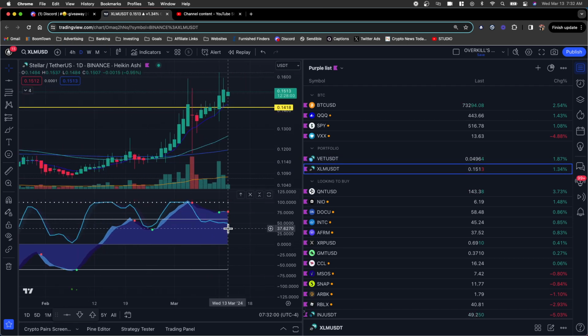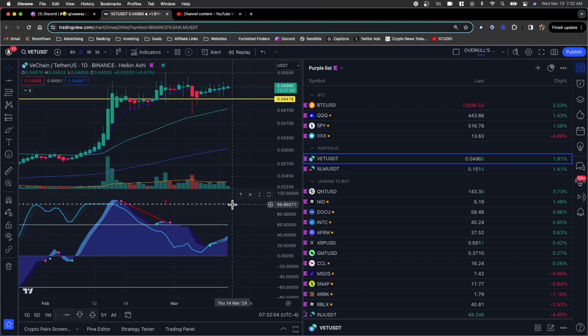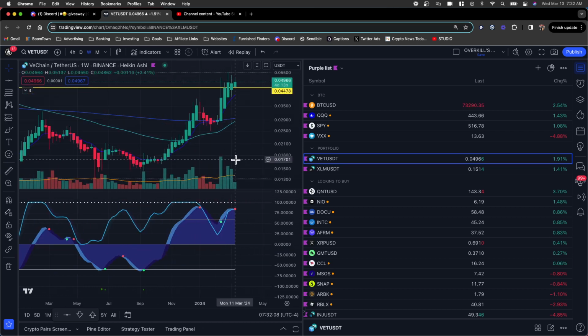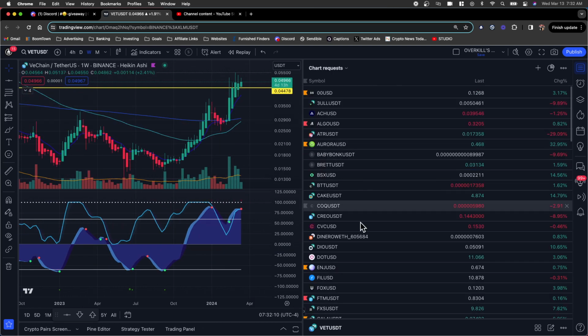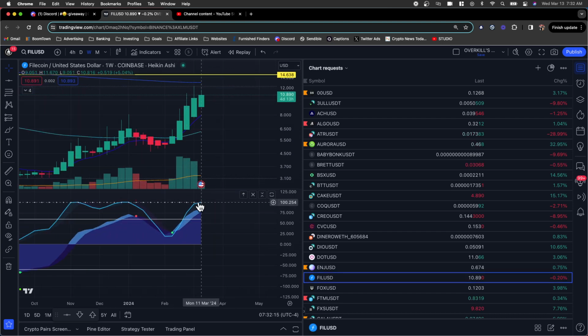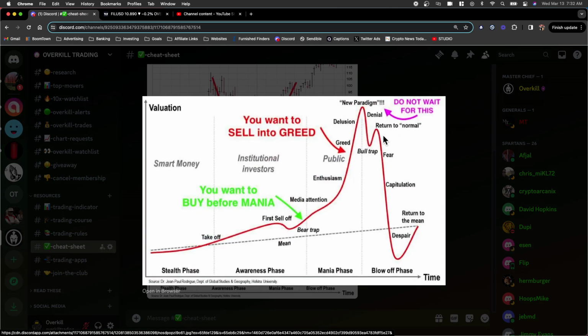XLM, I'm waiting until this stochastic gets back up here at 100. Same thing on VET. When that gets back at 100, I'm going to take profits. And I'll either be sitting in cash for a while, waiting until a lot of these names pull back, because the majority of them are very overbought. We're overbought when the stochastic is up here on the ceiling. When the stochastic is on the ceiling, folks, that is when we're in this delusion, new paradigm phase.